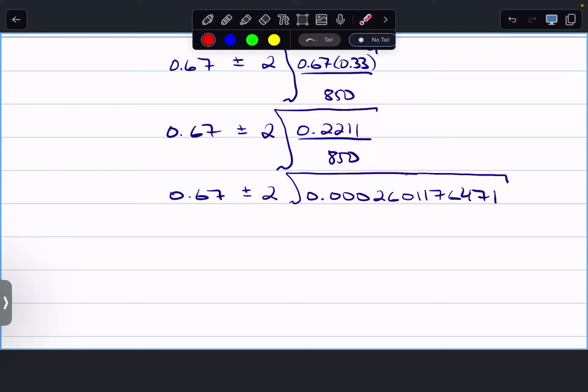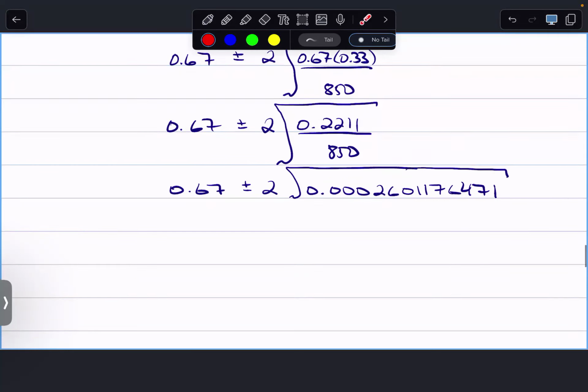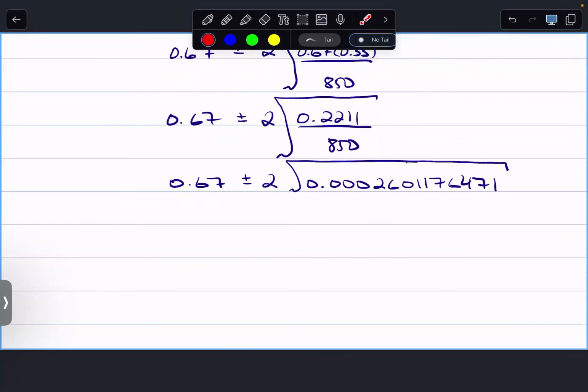Let me just see. 1, 2, 3, 4. Okay. I got to figure out how to set my calculator to not convert to scientific notation, which is convenient, but sometimes not really. That's okay. It's going to get bigger once we take the square root. Take the square root of a small number and it gets bigger.